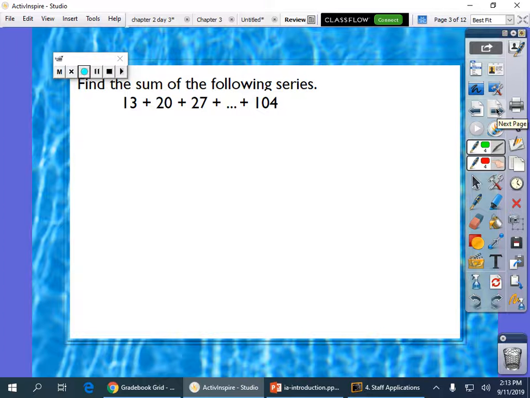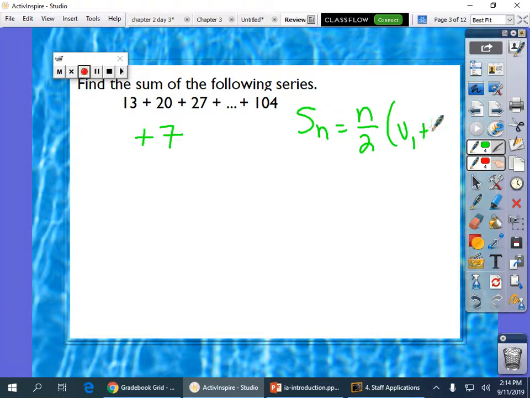Okay, so what type of series is this? Arithmetic, because it's plus 7. What is the formula for the sum? Sn equals n over 2 times u1 plus un. Okay, I have a problem. I have two unknowns. I don't know n and I don't know S of n. Can I find one of those?